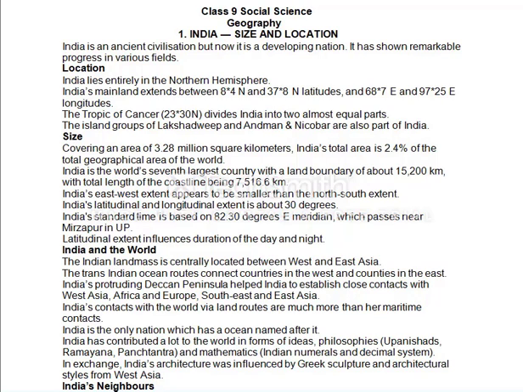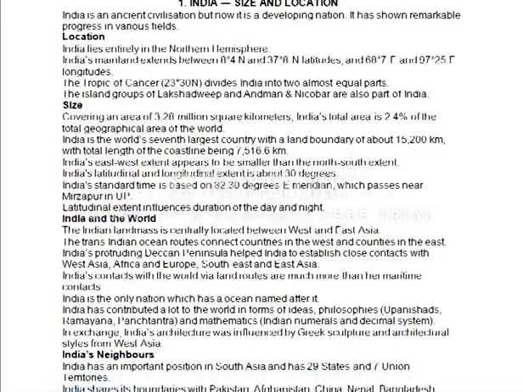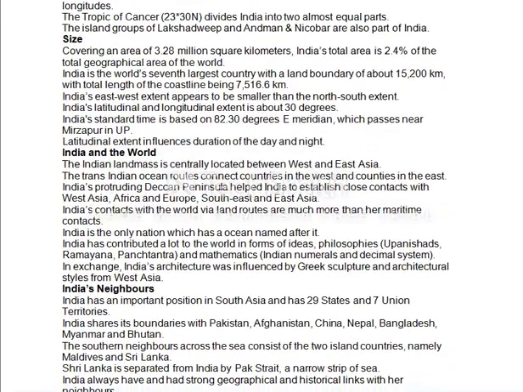The Indian landmass is centrally located between West and East Asia. The Trans-Indian Ocean routes connect countries in the west and countries in the east. India's projecting Deccan Peninsula helped India to establish close contacts with West Asia, Africa and Europe, and Southeast and East Asia. India's contacts with the world via land routes are much older than her maritime contacts. India is the only nation which has an ocean named after it.